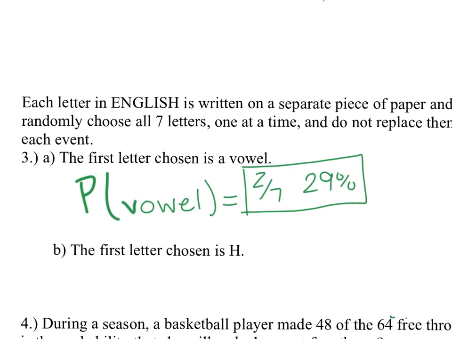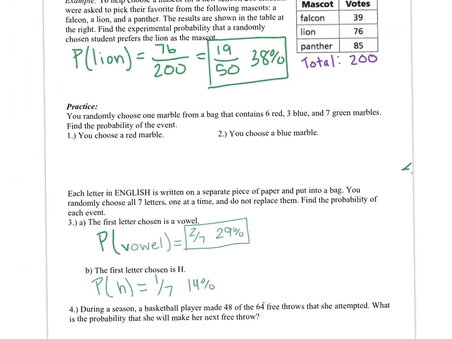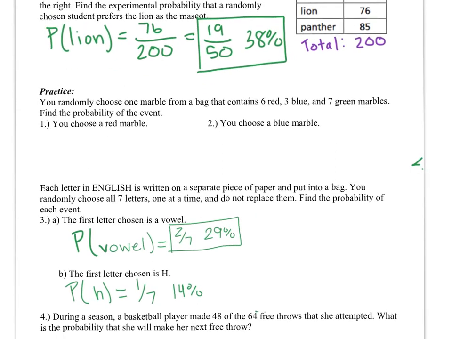So then what about the first letter chosen is an H? Well, how many H's are there? There's only 1. So that would be 1 in 7 chances, which 1 divided by 7 gives you 0.14, so 14%. So that's it. So theoretical and experimental probability. Theoretical is based off something we already knew, and experimental is based off an experiment you did and you're looking at the results.